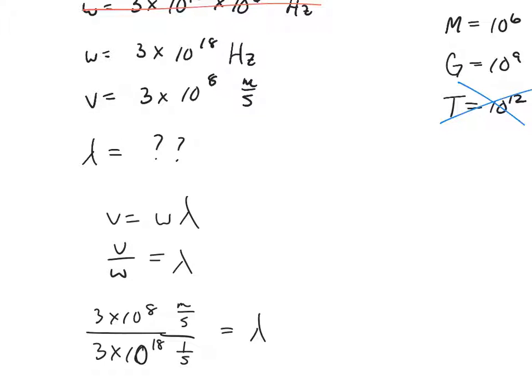So go ahead in your calculator and do this. Take this number, 3E8, hit the divide sign, and then do 3E18. 3E8 over 3E18. I recommend putting parentheses. Actually, let me think for a second. Does the E ignore the parentheses? I know if you didn't have this, you would need it.